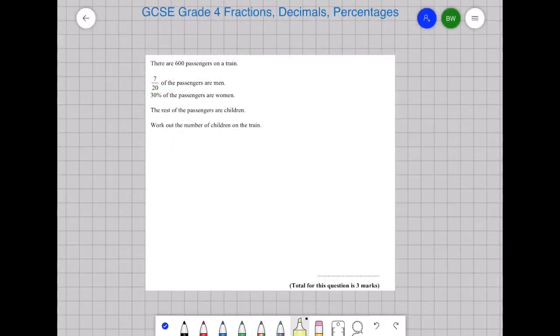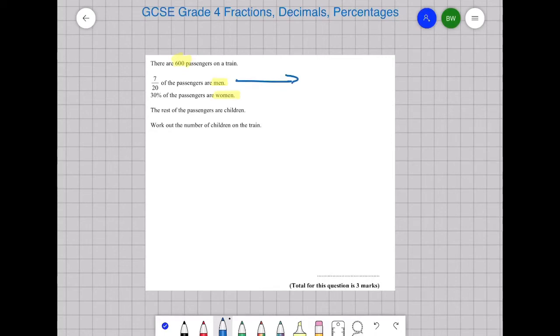So we've got a question on fractions, decimals and percentages. There are 600 passengers on the train, so I'm going to highlight that because that's the total. 7/20ths are men, 30% are women, and the rest are children. It's asking us to work out the number of children on the train. So I'm going to do it section by section. I've got 600 in total and 7/20ths are men.